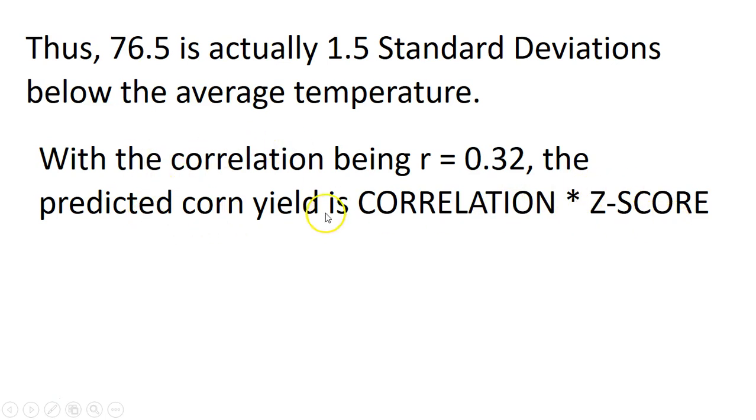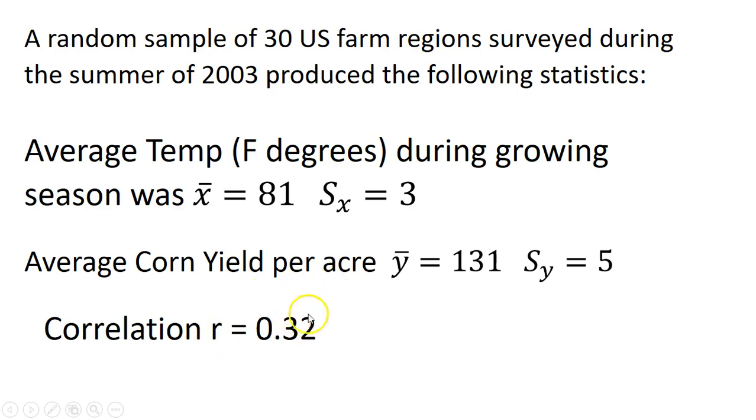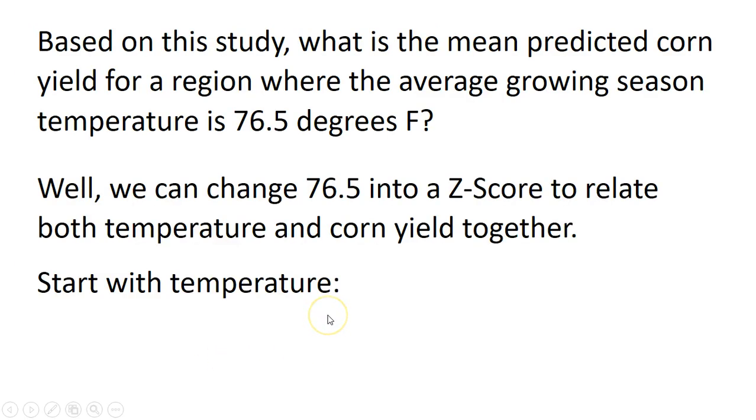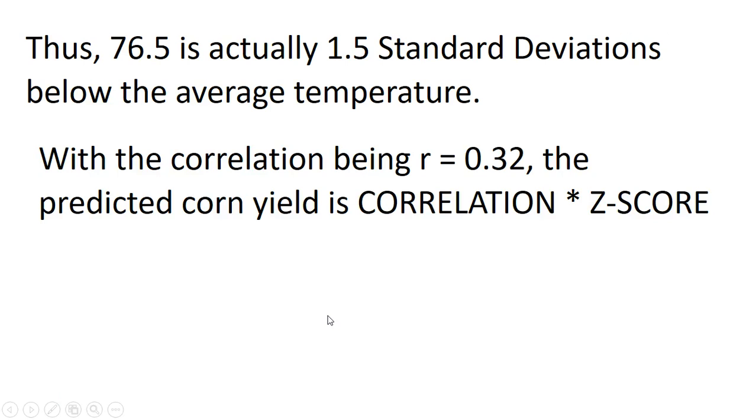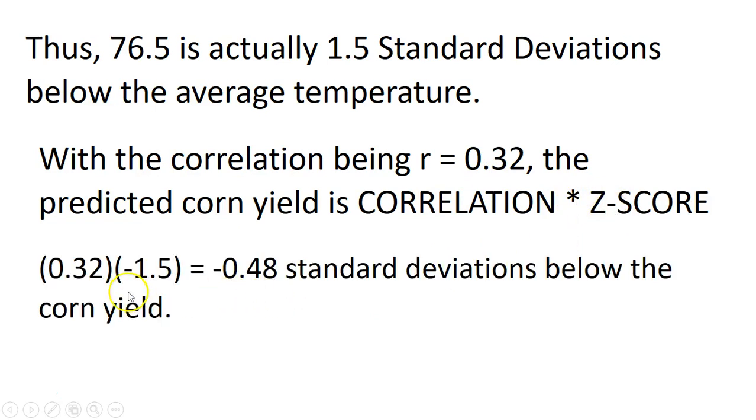So to find the predicted corn yield, I'm giving you this formula to help you figure out what the other z-score is. It's correlation times the z-score. Well, were we given that? Yeah, we were given the correlation right here. All right, it's correlation times the z-score. We can figure this out. So we can in turn take the correlation times the z-score to figure out, well, that's negative 0.48 standard deviations below the mean. So now I have what the z-score is of that as well.